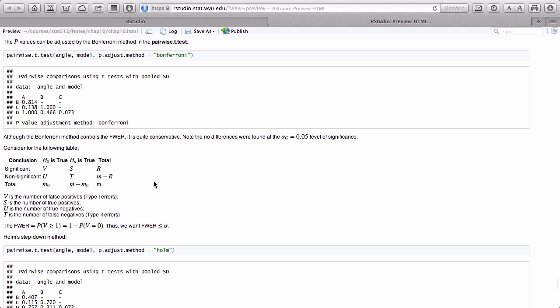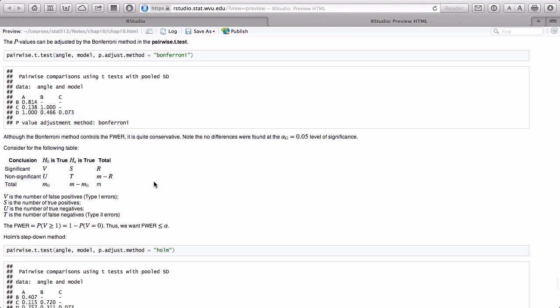So I'm going to set a global alpha, say 0.05, and I want the probability that I get at least one false rejection, a false positive, or type 1 error, to be controlled. Okay, so there are various procedures, and one way to do this is Bonferroni.